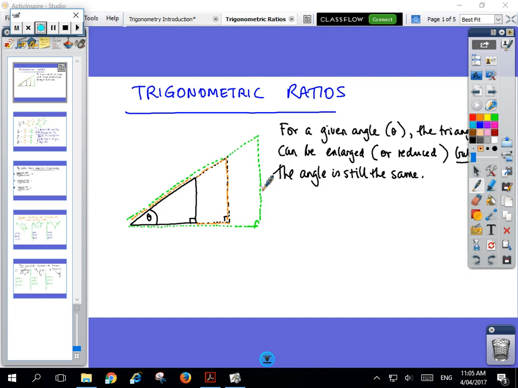Okay, so we're looking at the second video in trigonometry, and basically this is the most important part, so we just need to be really focusing on what we're doing here. So I'll just minimize that.